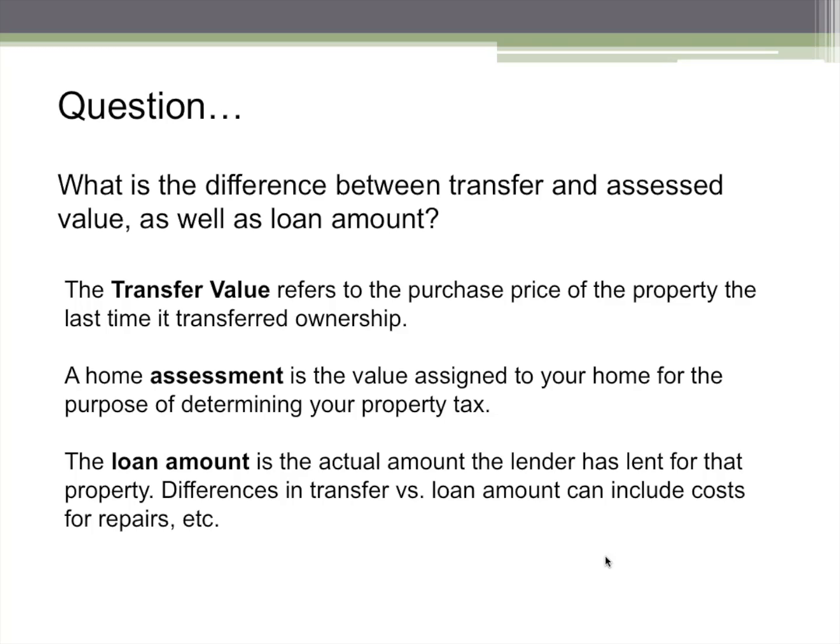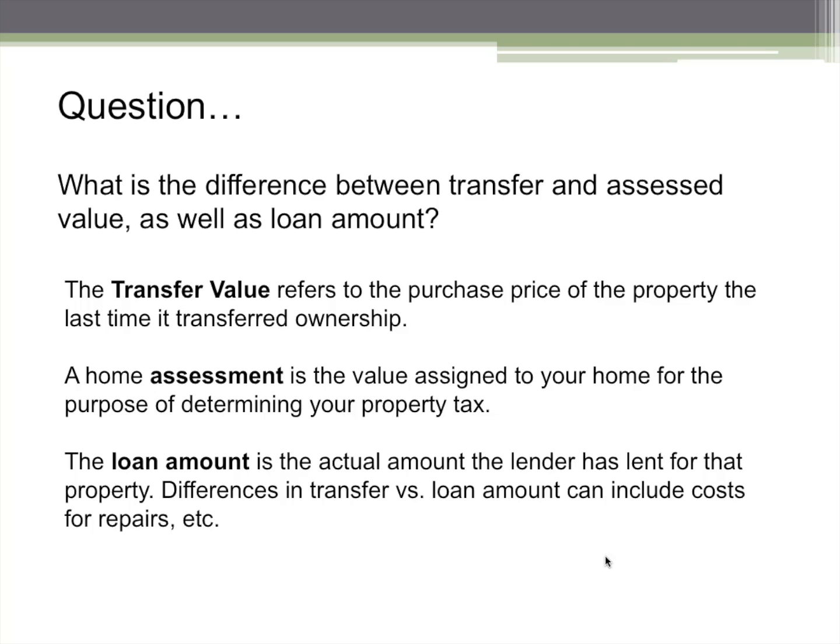A home assessment is the value assigned to your home for the purpose of determining your property taxes, and the loan amount is the actual amount the lender has lent for that property. Now, one of the other questions that's always an asterisk to that is how come the loan amount and the transfer value are different? That could be because the loan amount includes costs for repairs or any other type of fee or reason that we don't know, that isn't listed in the public record data. That's why sometimes they don't match, but it's not super important that the loan amount and transfer value don't match.